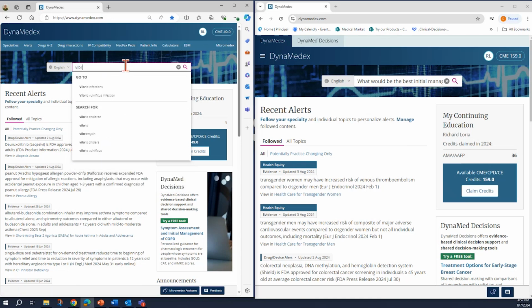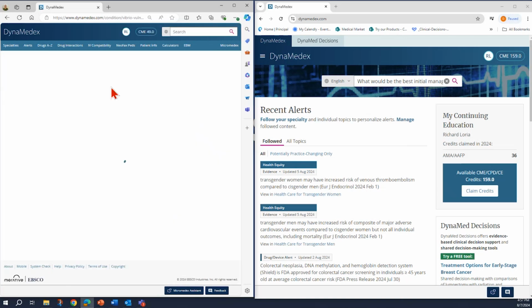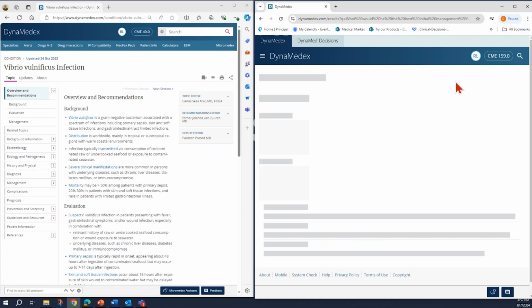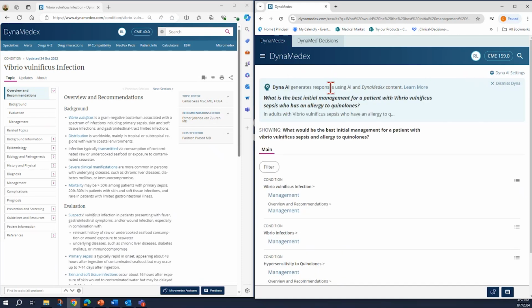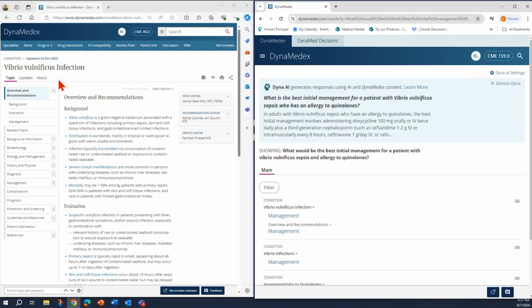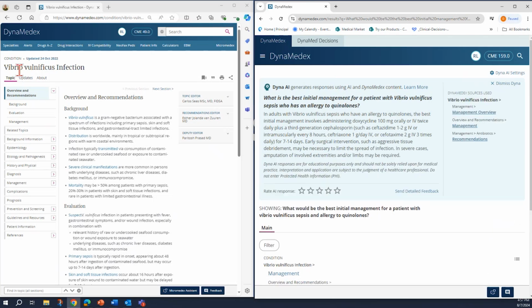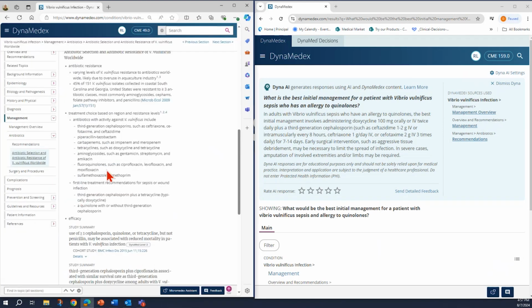So let's go ahead and just type in Vibrio vulnificus to give an even start here. We'll start with the Vibrio vulnificus infection, and we'll ask the question of Dyna AI here on the right-hand panel. With respect to the management of Vibrio vulnificus and allergy to quinolones, we're going to go into management, into antibiotics, and antibiotic selection and resistance. And you can see now we do have in the conventional search an answer to the question, but we would indeed have to parse through this and select out for the quinolone hypersensitivity.